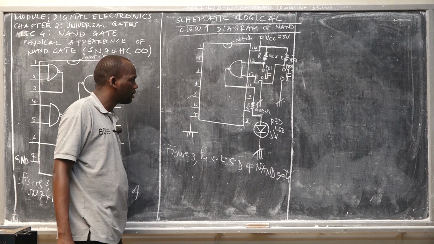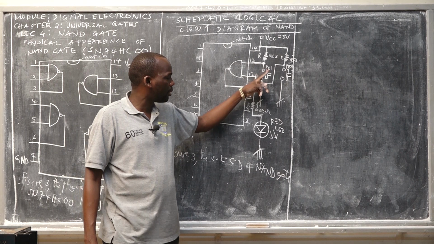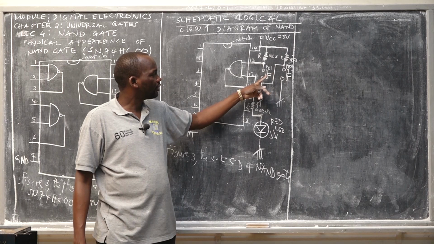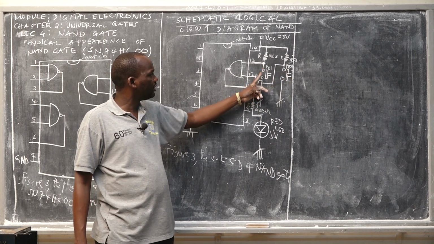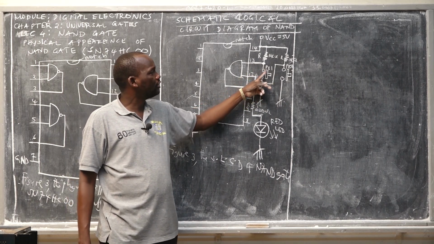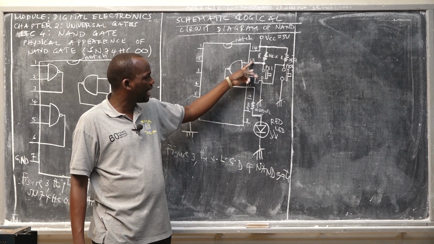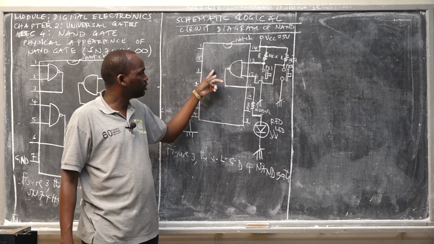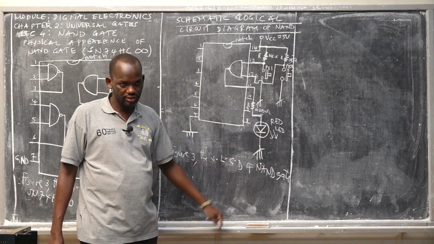The second principle. If push button 1 is pressed and push button 2 is not pressed, for this one we have 0 volt, and for this one we have 5 volt. So the 5 volt is supplied to pin number 12, while 0 volt is supplied to pin number 13. It means that 5 volt and 0 volt, or 1 and 0, gives 0. Not of 0 is 1. So the LED will turn on for that state.